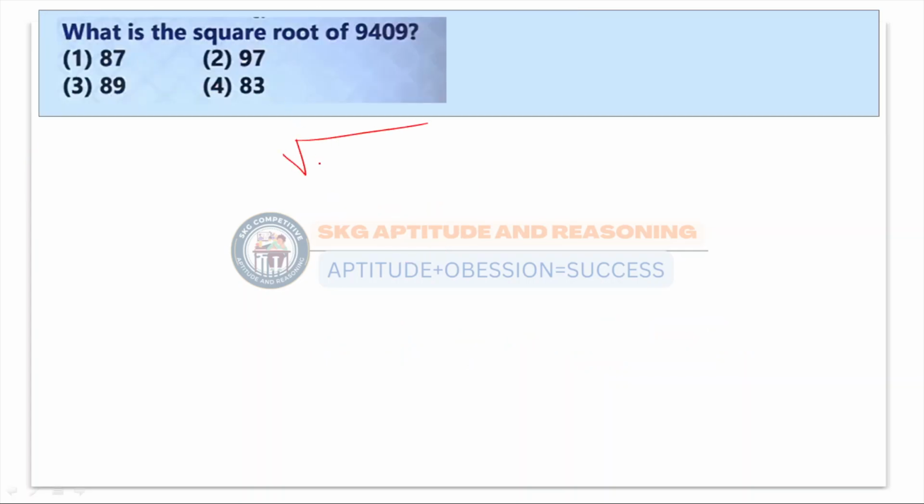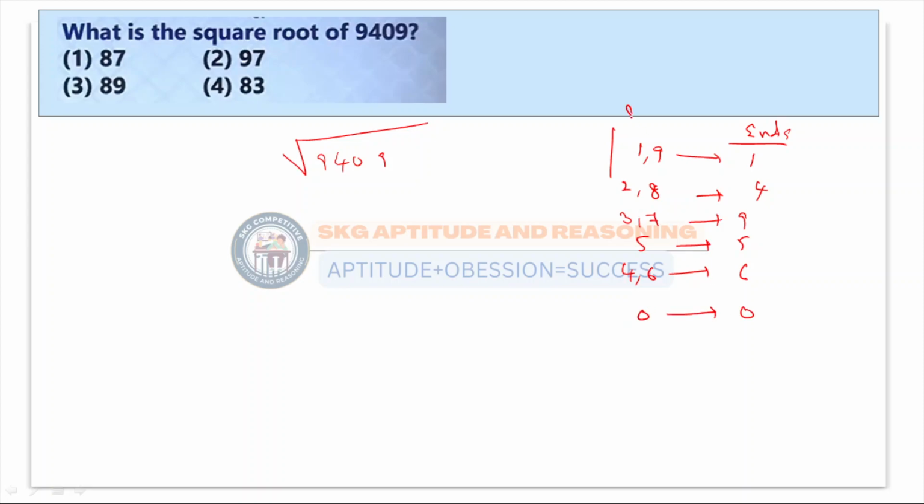So what will be the square root of 9409? This can be solved like this. In order to solve this one, you need to know some basic points here. For square numbers, 1 comma 9, it always ends with 1 here. For 2 comma 8, it always ends with 4 here. For 3 comma 7, it always ends with 9 here. For 5, it always ends with 5 only. For 4 comma 6, it always ends with 6 only. For 0, it always ends with 0 only.